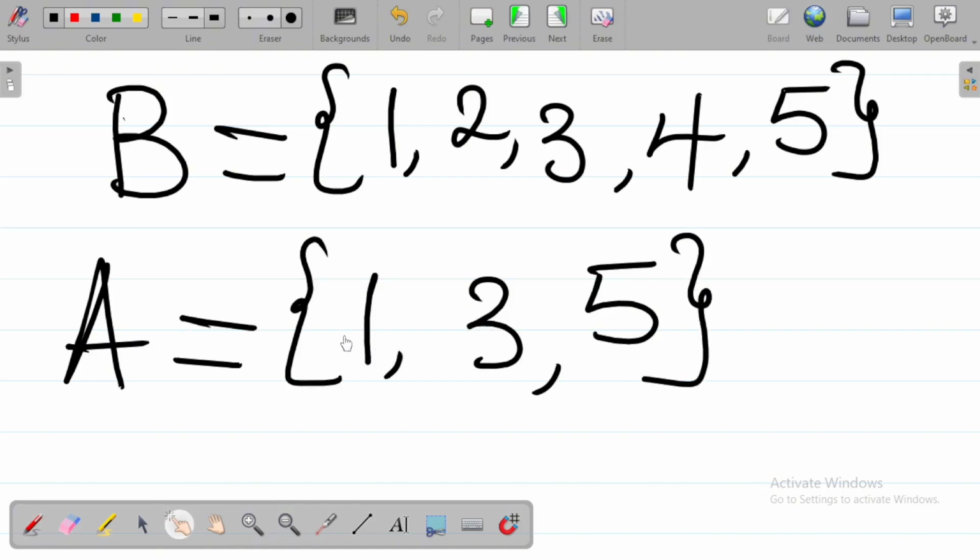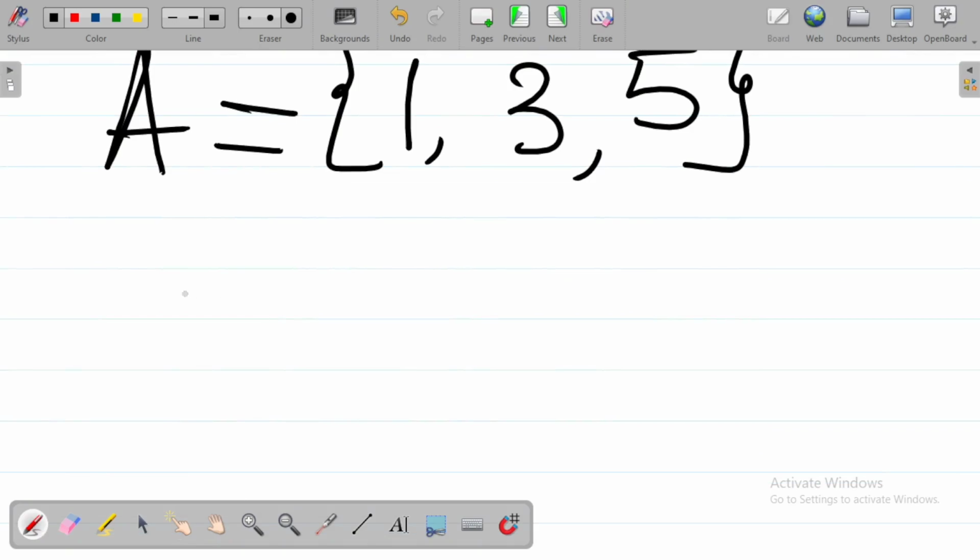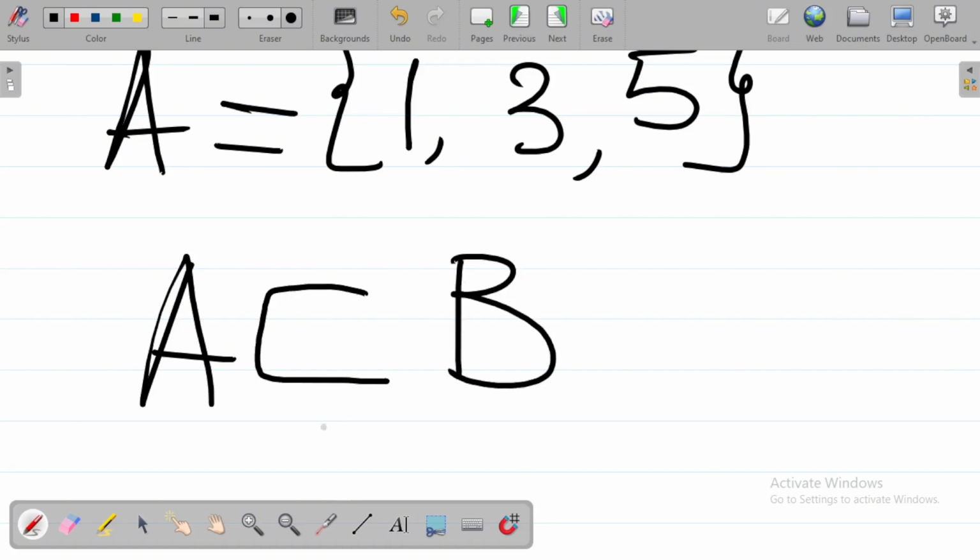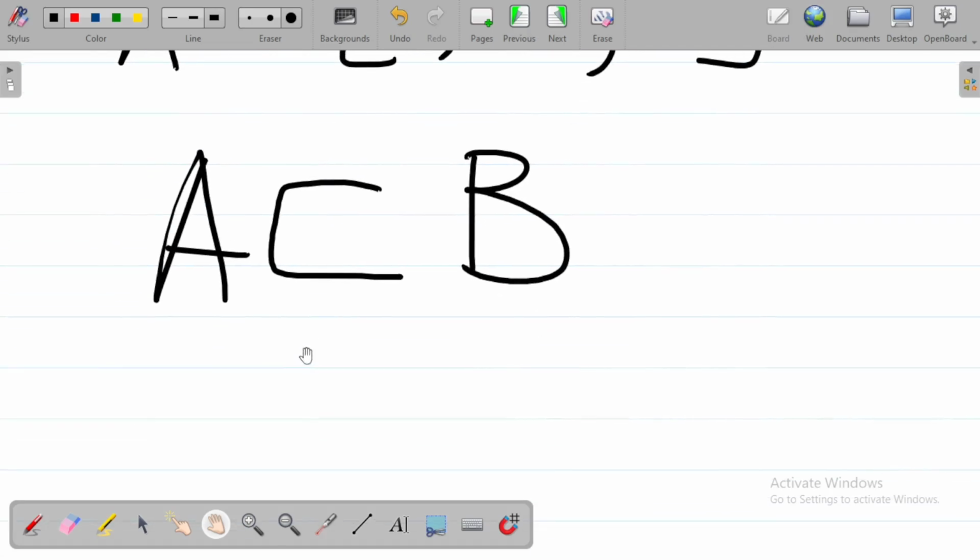Now look at set A. Set A has 1 as its element. 1 is also in set B. Set A has 3 as its element. 3 is also found in set B. Set A has 5 as its element. 5 is also found in set B. So since all the elements of A are found in set B, therefore A is a subset of B. This sign is used to show that a set is a subset of another set.